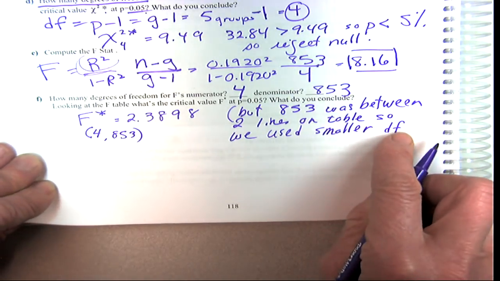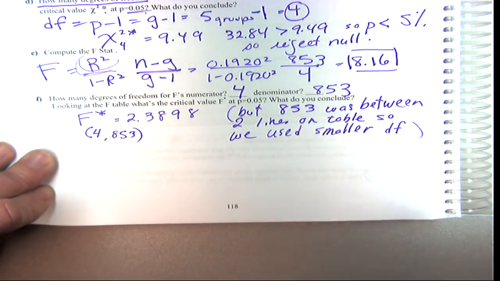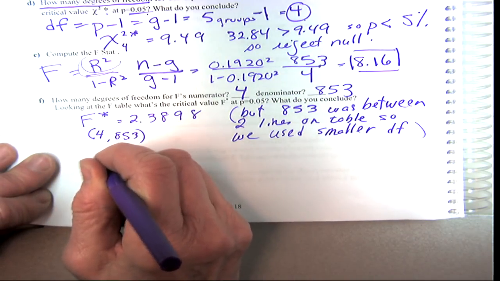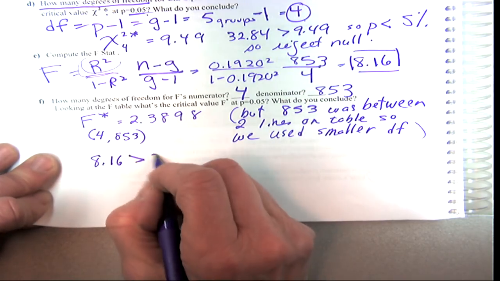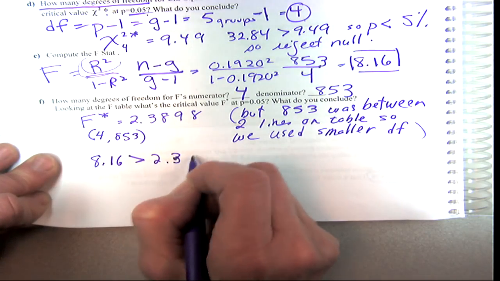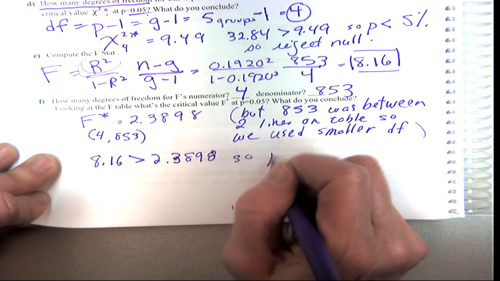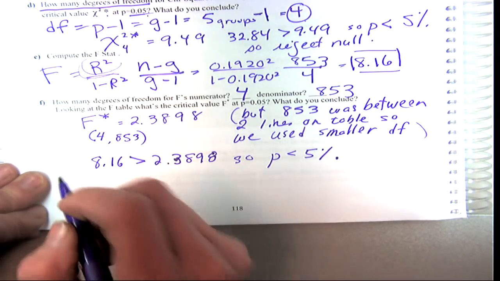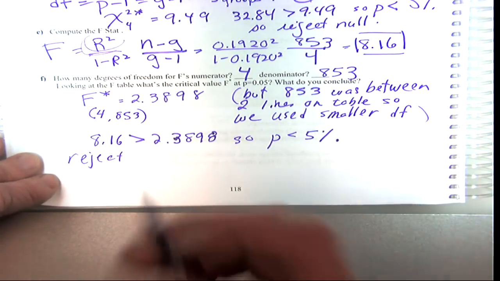Okay, I think it was 500. All right, so we do that. So we just want to compare our F. What's our F? Is that bigger? Is it further out on the tail? Yes. So 8.16 is more extreme, more weird than that. So it's going to happen less than 5% of the time. So p is less than 5%. Okay, so we reject the null and conclude at least one of the means is different from the other.